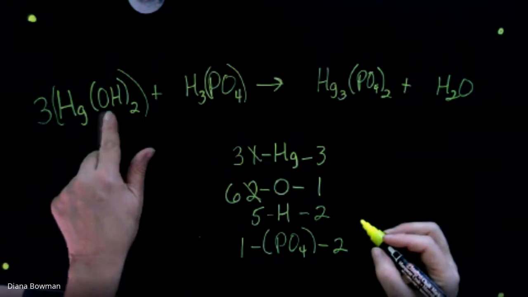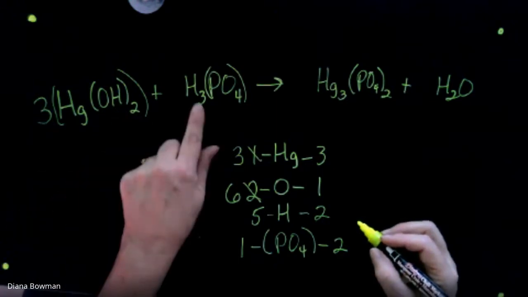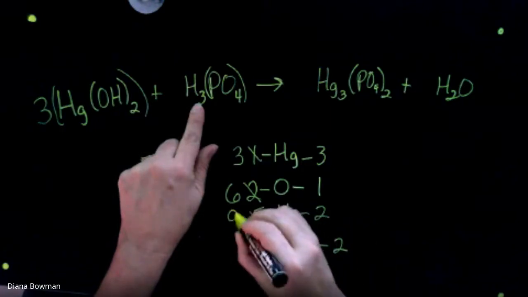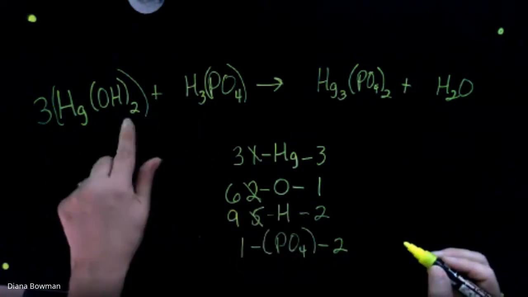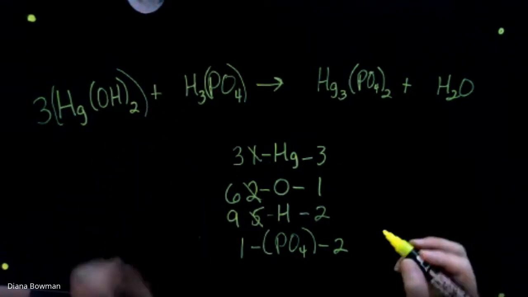And by the way, while we're at it, 3 times 2 gives me 6 hydrogens here, and then another 3 hydrogens there. That's going to give me 9 hydrogens over here, okay? So there's 6, 7, 8, 9. Okay, now let's do the next thing.